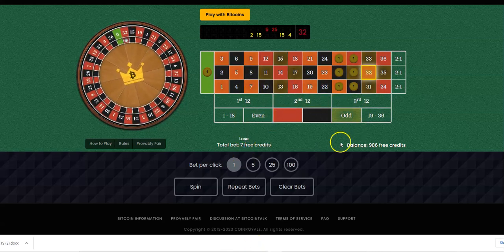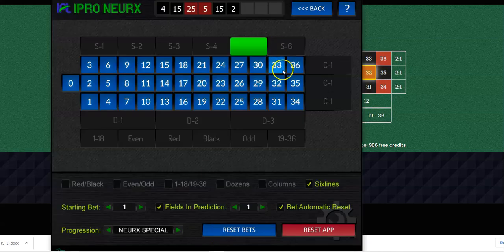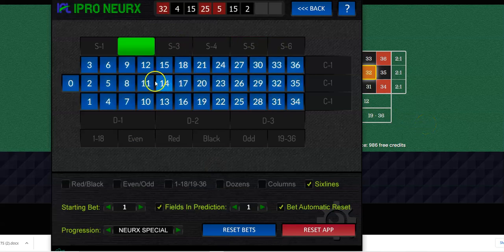Let's see. So far I've bet 7, and 7 is 14. Let's see what happens here. Now it says 9 and 12.